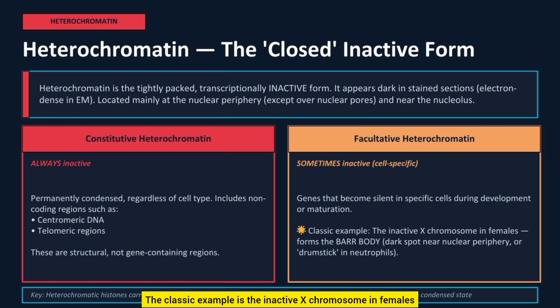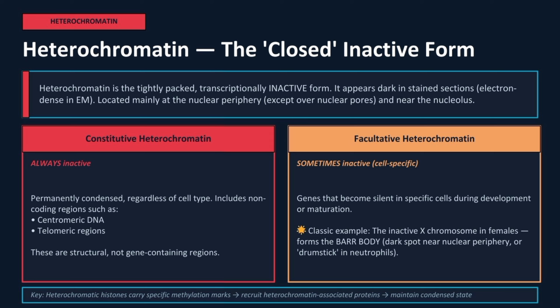The classic example is the inactive X chromosome in females. Every female cell silences one of its two X chromosomes. This silenced chromosome condenses into a dark spot called the Barr body, visible near the nuclear periphery. In neutrophils, it appears as a drumstick extension of a nuclear lobe. Heterochromatin has specific methylation marks on its histones, which recruit special proteins that maintain the condensed, silent state.